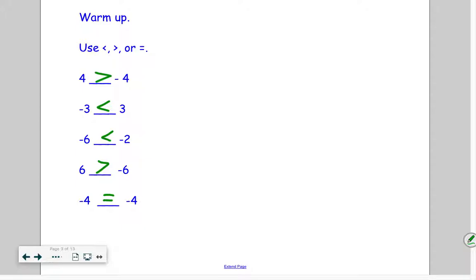Is it true that a positive is always bigger than a negative? Yes. A positive number is always bigger than a negative number. That's a true statement. Anything that's positive is bigger than a negative.